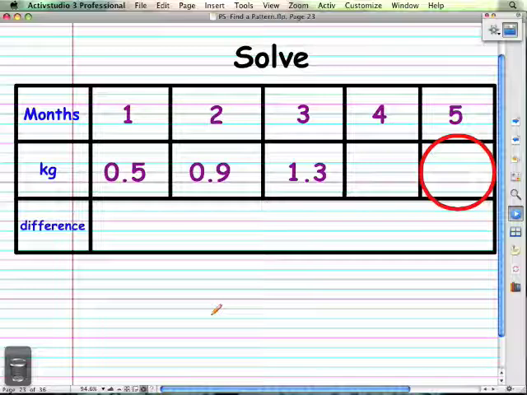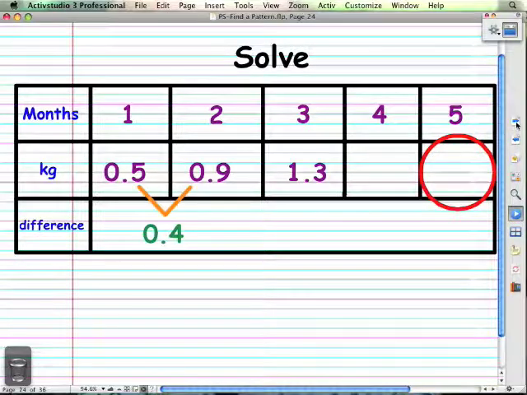Now, the first 2 labels of my rows will change every time I use this table, but remember that this 3-row chart can be used with the difference at the bottom to help you solve any pattern problems. Now I'm going to use what's called the caret, and I call it a caret because it kind of looks like the bottom of a carrot, and it helps me stay organized so I know between which 2 numbers I'm finding the difference.